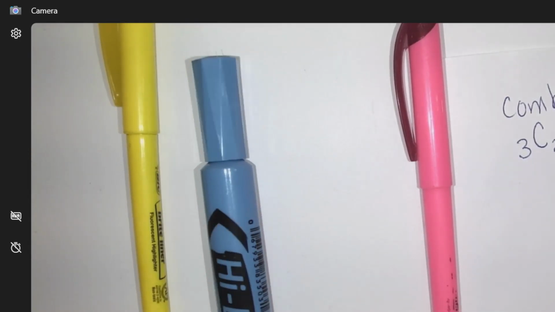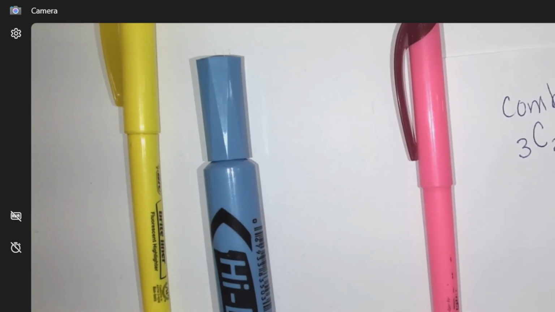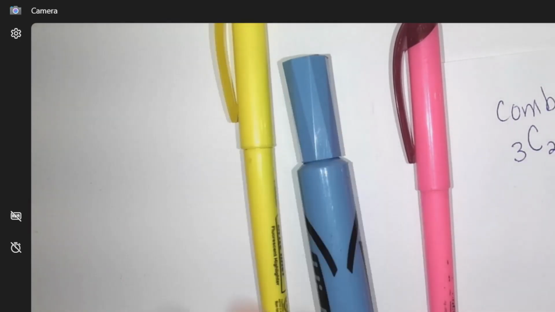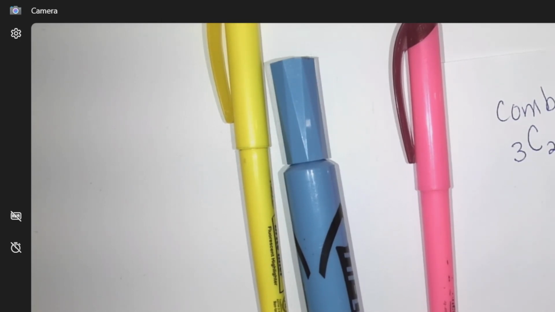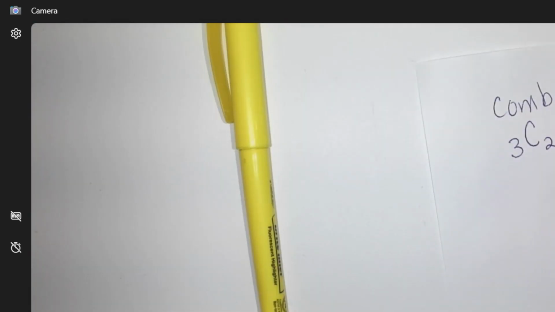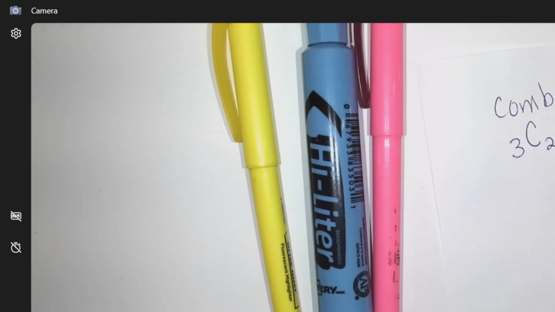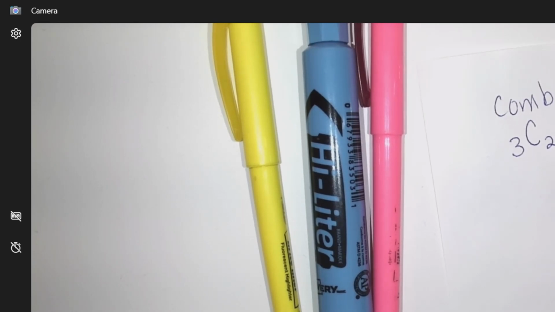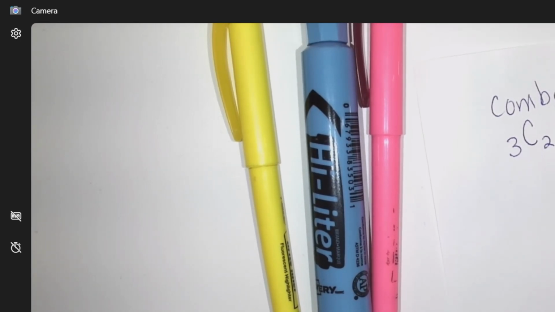That was 1, right? Okay, something else. What could I do? Pink and blue. I could do that, right? That's another combo. Something else. Yellow and pink. And then that's it.